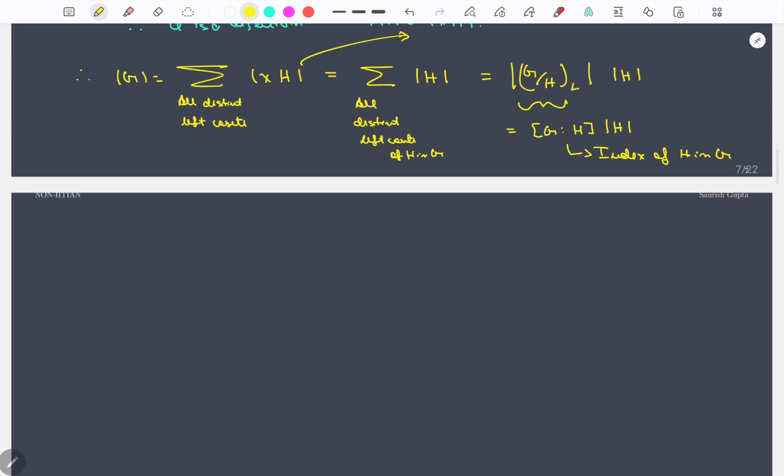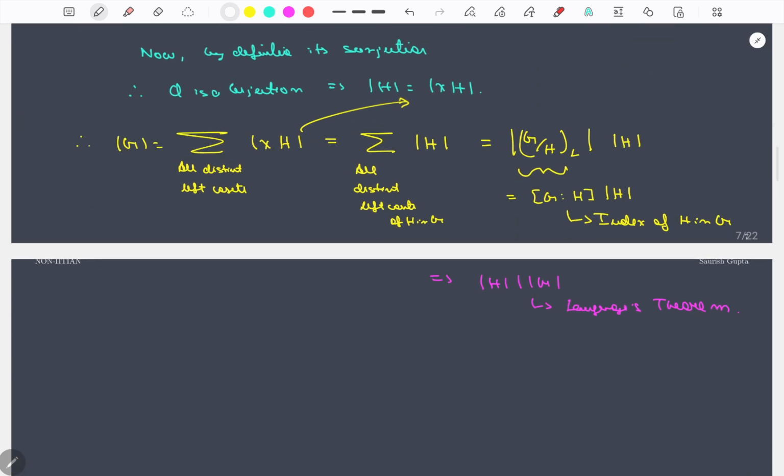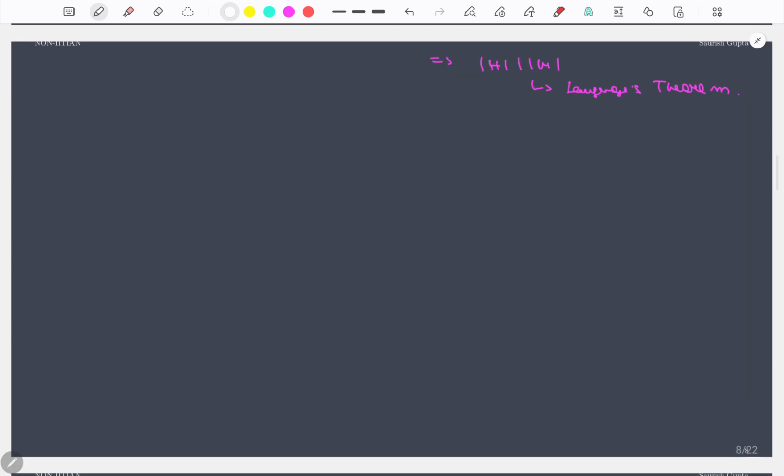But what does this essentially prove? This immediately proves, this implies that the cardinality of H divides the cardinality of G, and this is what we call Lagrange's theorem. Is it clear? So now you can phrase the theorem in your own words, but nevertheless this is exactly what Lagrange's theorem is. And there's a very important corollary of Lagrange's theorem.